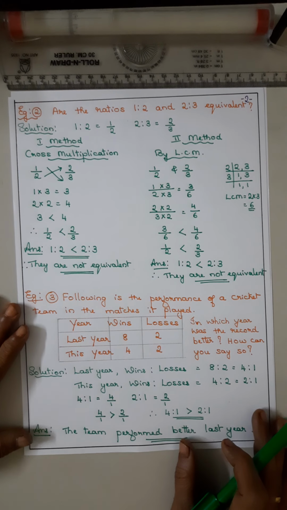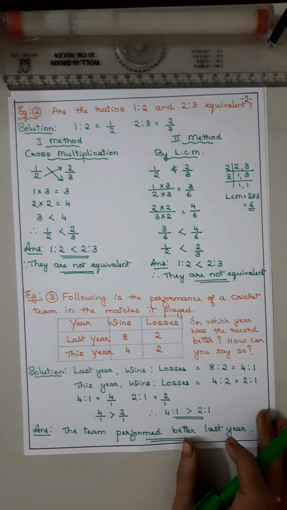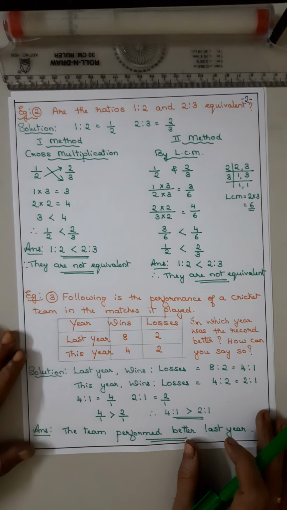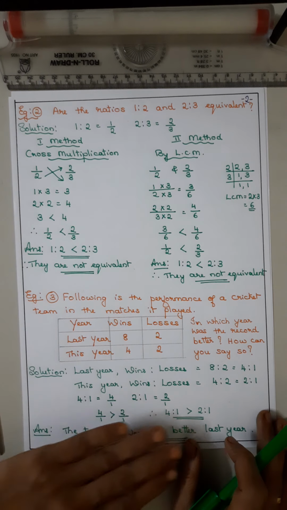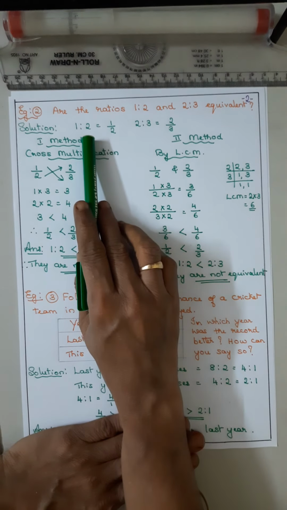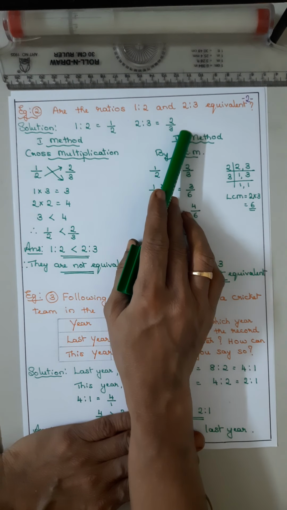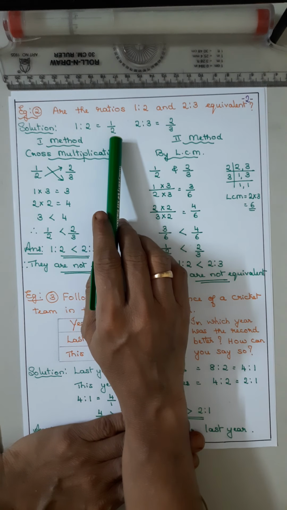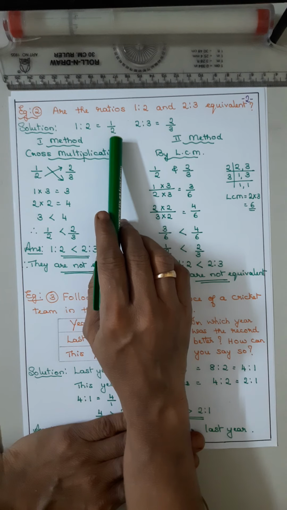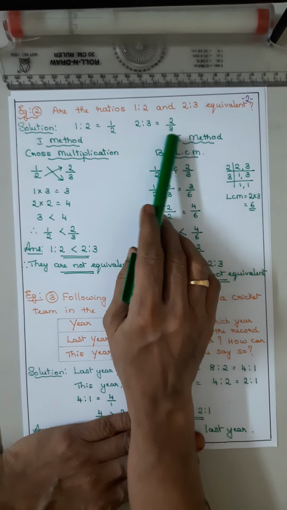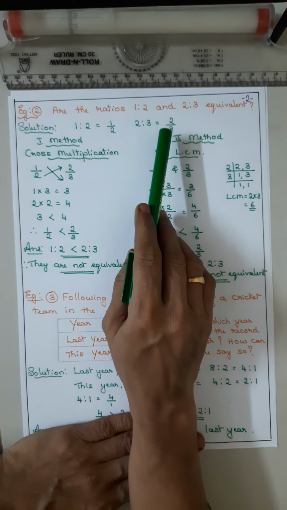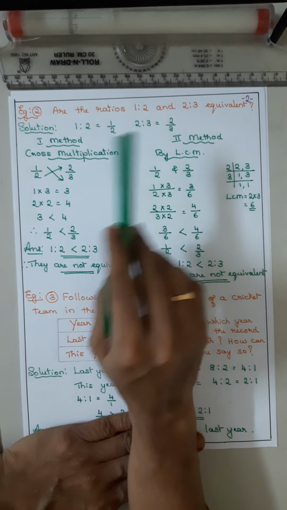Are the ratios 1:2 and 2:3 equivalent? So see whether these ratios are equal. Equivalent means equal. So first, 1:2 can be written as 1 by 2, and 2:3 can be written as 2 by 3. So this is the ratio form, this is the fractional form, isn't it? Now compare the fractions. You know in earlier classes you have learnt how to compare fractions.